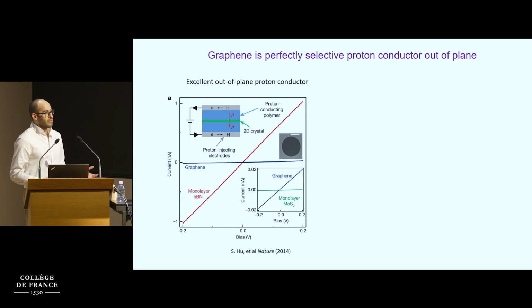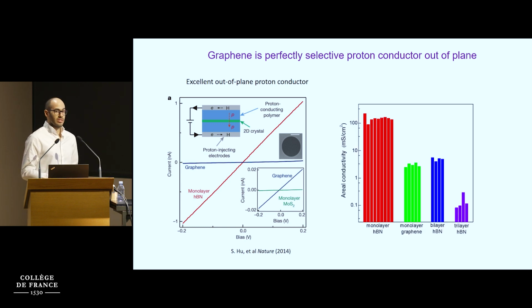And what we normally see is something like this. This is current versus voltage for monolayer hexagonal boron nitride and monolayer graphene. You see that monolayer boron nitride is much more permeable to protons than graphene. Now, if you compare this to MoS2, you see that graphene is still pretty permeable. And for MoS2, even though it's a single layer, we didn't see any proton conductivity at all. We repeated these experiments, and this is statistics of proton conductivity for the different crystals we tried.